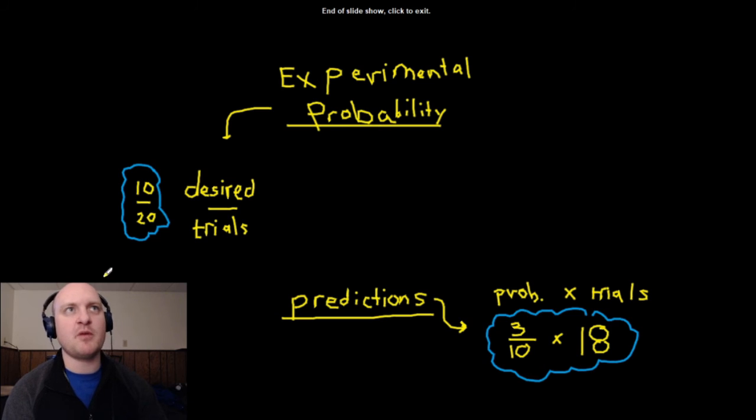Keep in mind that for experimental probability, you want to create a probability based on how many times the desired outcome happened in the number of trials that you performed. And for predictions, you want to use the probability that you've come up with and multiply it by the number of trials you're about to attempt.